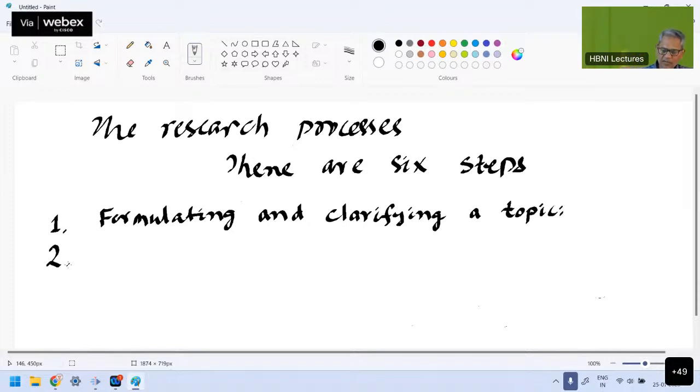The next step, and we are going to expand each of these steps in every class. Some of them may take one class, some maybe half a class, but basically we are going to study all these things. Formulating and clarifying a research topic, that's one lecture that will come. Then the second process is reviewing literature.